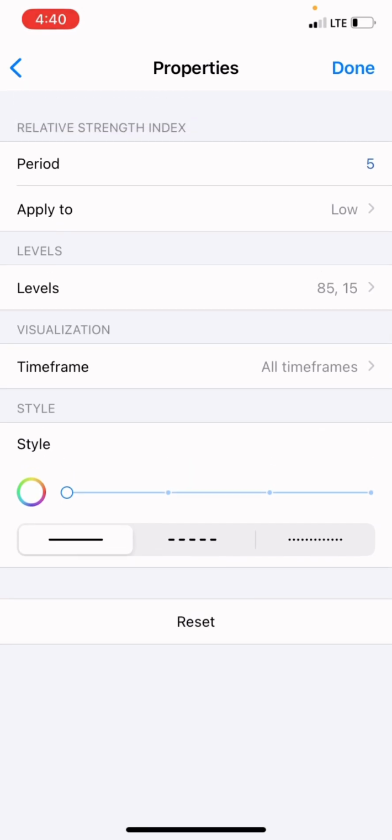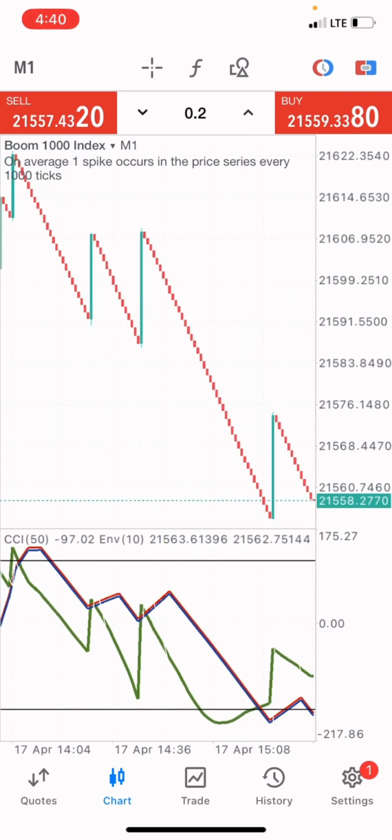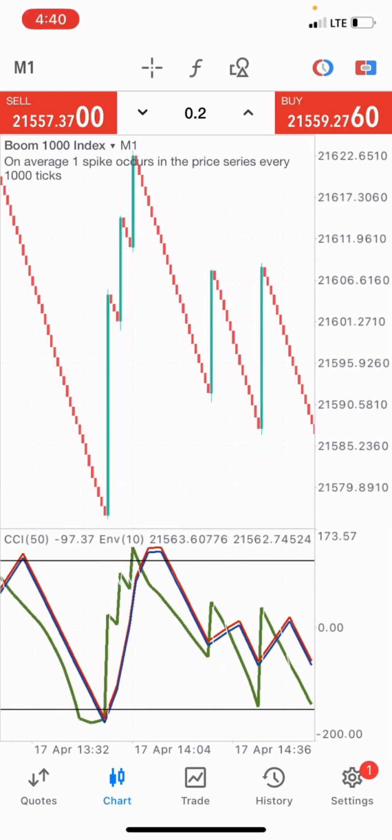And then when you come back to this page, make sure that for your style here, you're maintaining the same color as the background of your chart. Good. Now we have our setup. This setup is very powerful and very simple to find on the chart.